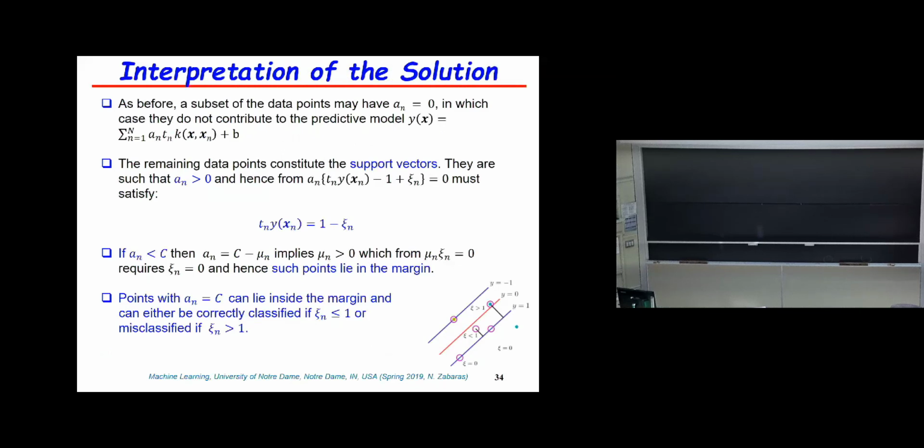So the points that are remaining are the points inside the margin that can be either correctly classified with xn less than or equal to 1, or misclassified with xn greater than 1. So points like the one that you see here with xi less than 1, and points that are misclassified with xi greater than 1. The analysis is actually straightforward, just looking at that equation and at some of the remaining Karush-Kuhn-Tucker conditions.